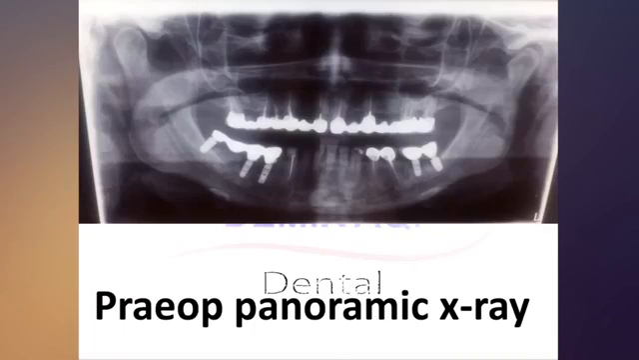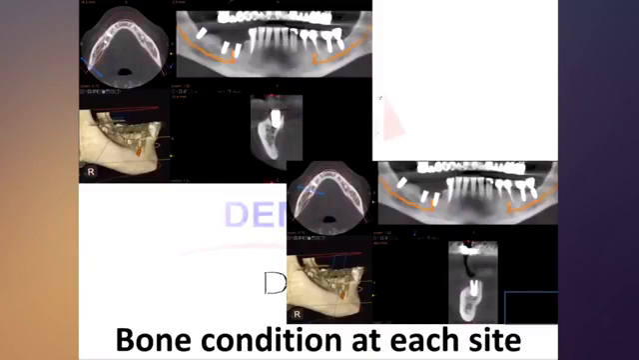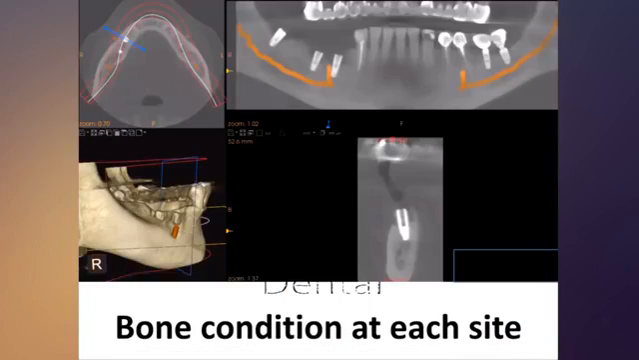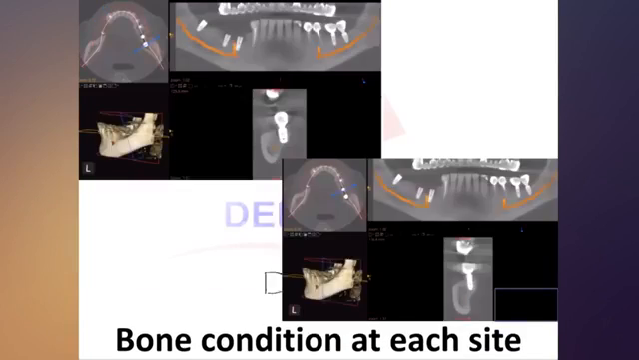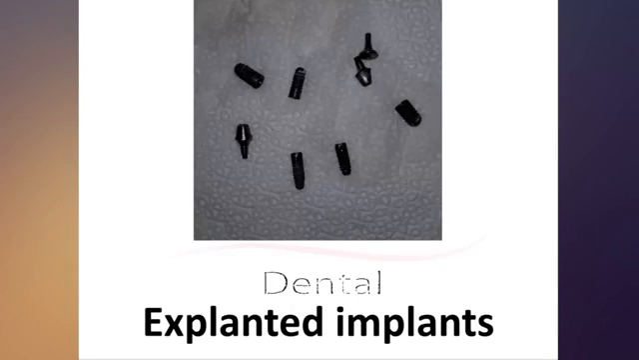This is the pre-op panoramic. And this is the situation we had in the mouth. Bone condition, as you can see, is painful on each side. But I decided, however, to remove them and place directly my implants. This is an implant extractor kit. You can find several ones. This one worked in this case because there is almost no bone to keep these implants.